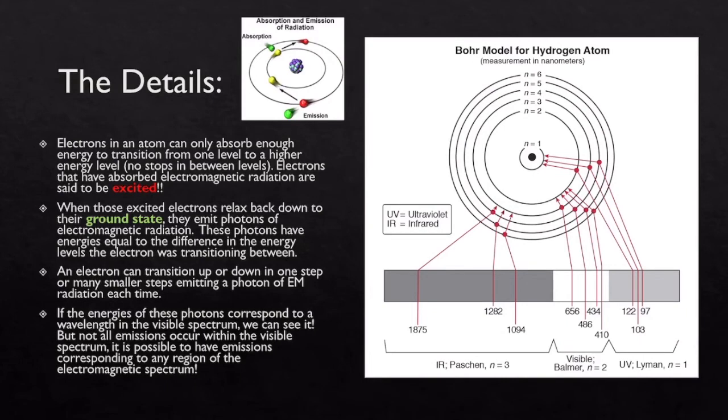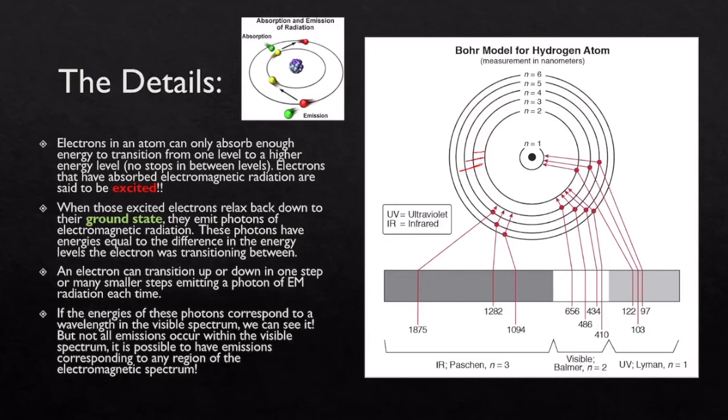So electrons in an atom can only absorb enough energy to transition from one level to a higher energy level. All right, they don't stop anywhere in between. There's no way for them to stop in between. They either absorb a specific amount of energy and they transition, or they don't absorb it and they don't transition. So it has to be a specific amount, and the specific amount has to be equal to the distance or the energy difference between these different energy levels. And that's going to be different for every atom.